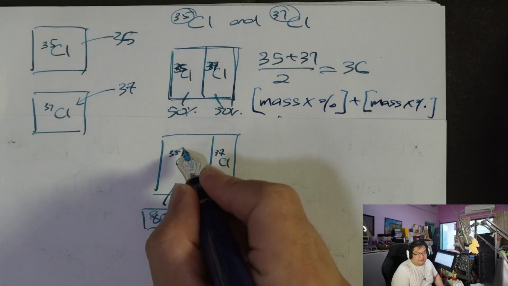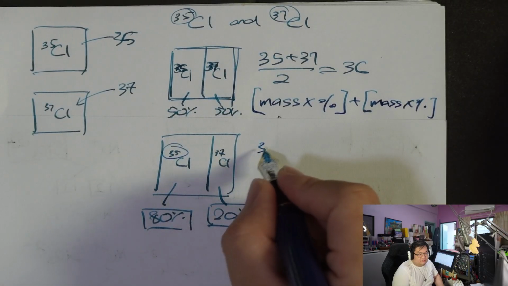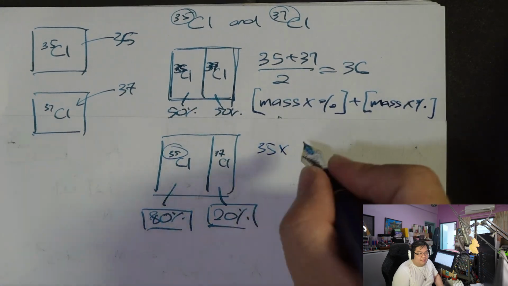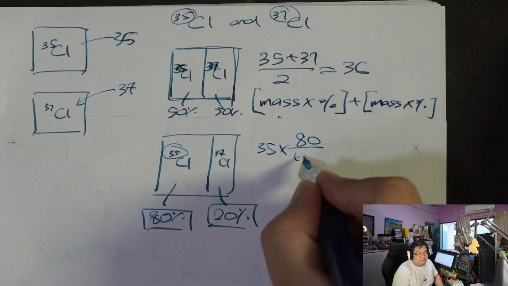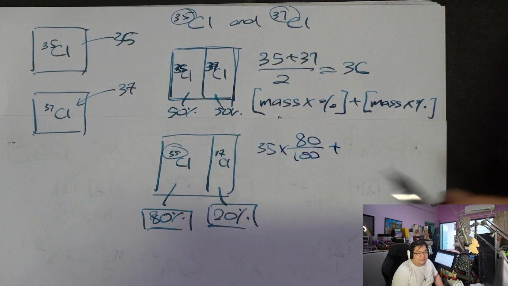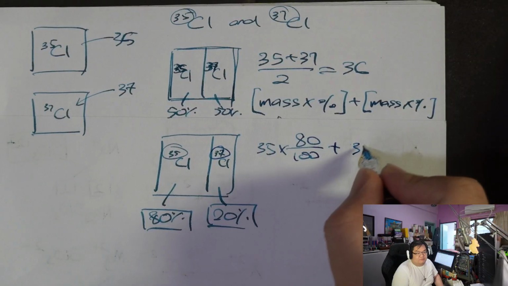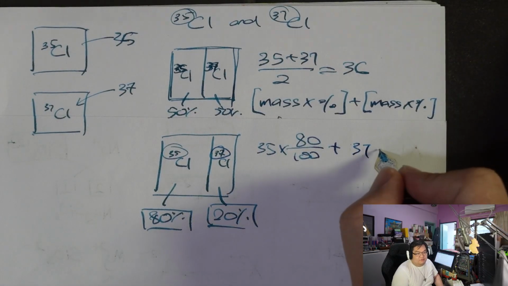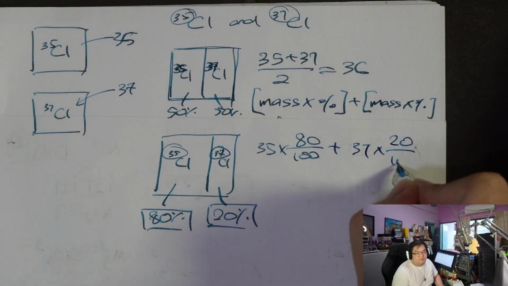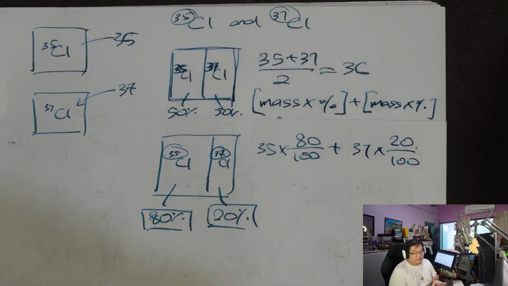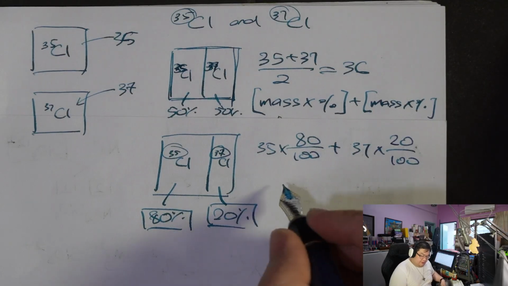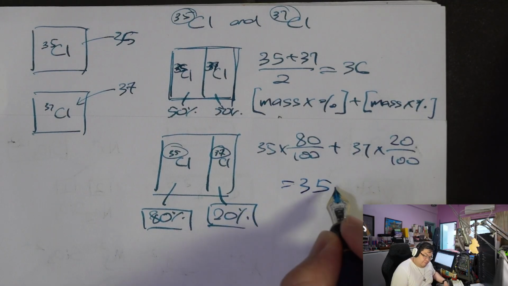In this case, the mass is 35, so that's 35 multiplied by 80% plus the mass is 37 multiplied by 20%. So we can do that with a calculator. 35 times 80% plus 37 times 20%. Then you'll be getting 35.4.